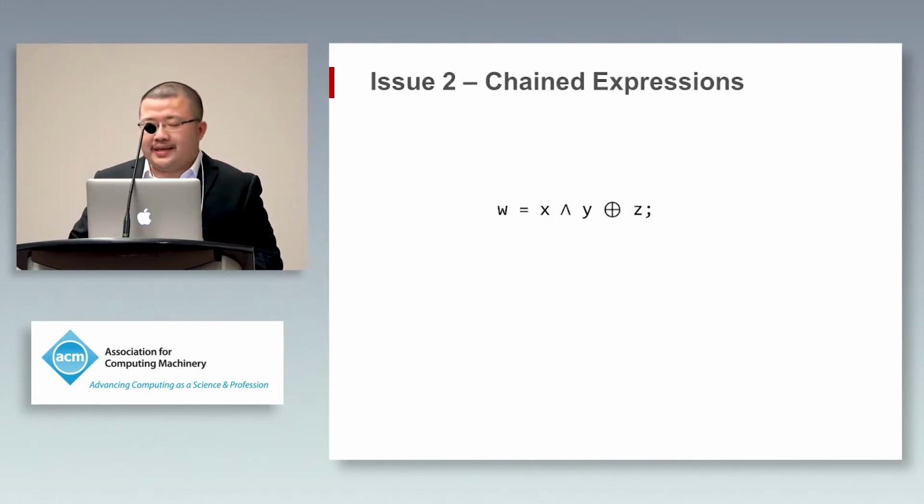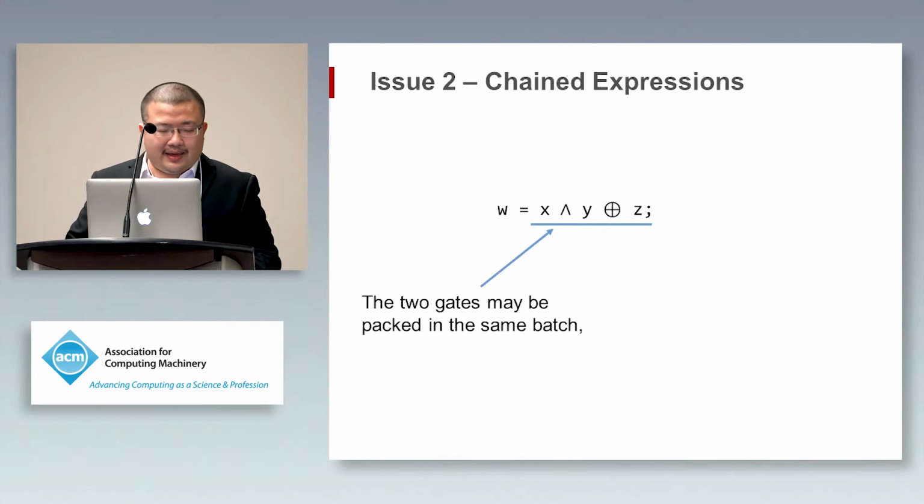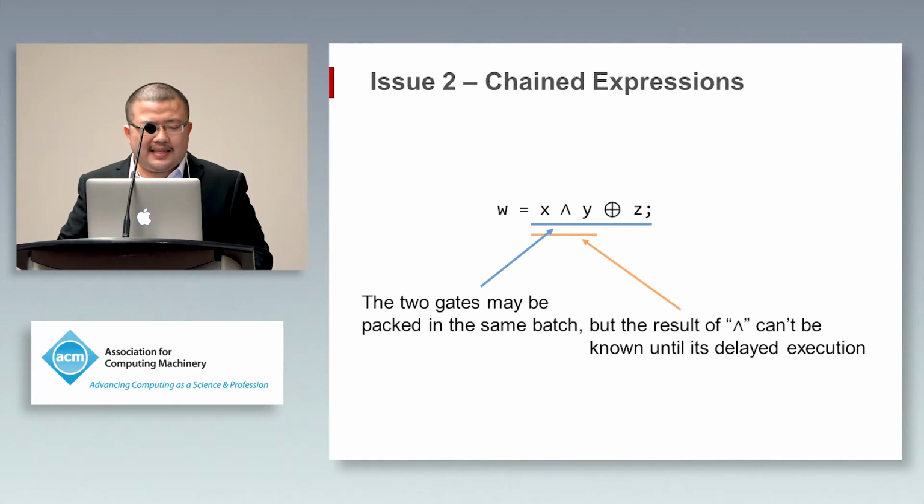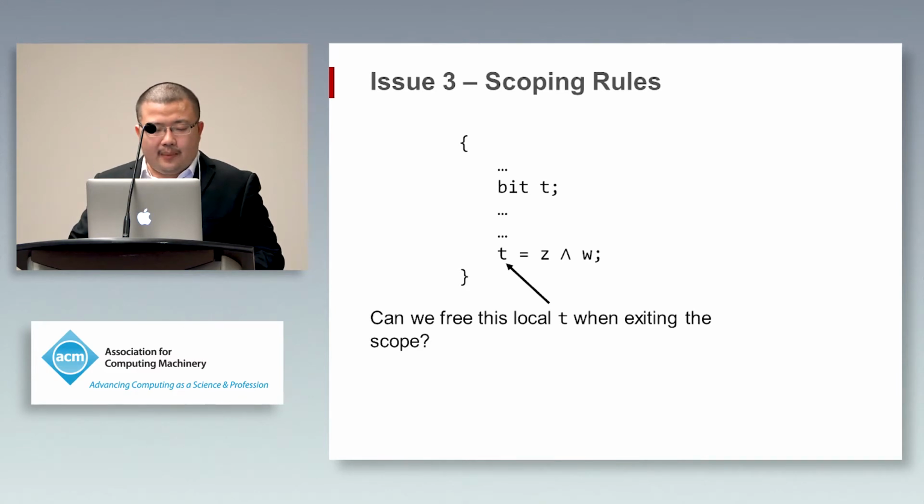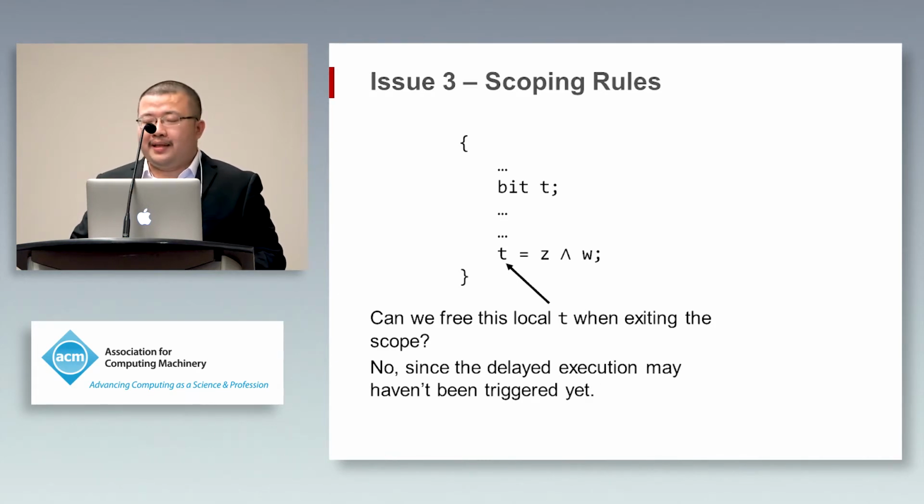Besides, look at this chained expression. These two gates may possibly be packed in the same batch. That's to say, the result of this AND gate is unknown until its delayed execution, so we cannot process the XOR gate. Besides that, scoping rules are also very tricky. Can we free this local variable t when exiting this scope? No, because the delayed execution may not have been triggered when we exit this scope.